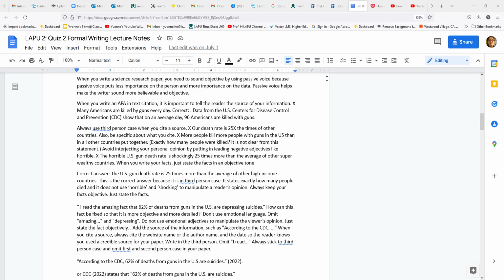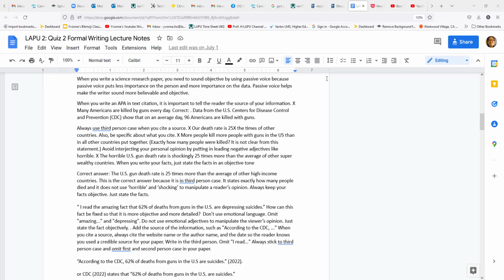The correct way to cite something is: the U.S. gun death rate is 25 times more than the average of other high-income countries. This is the correct answer because it is in third-person case, and I don't say "our death rate," and I don't say "shockingly horrible" or anything like that. Then I give an exact number, 25 times, not just "more people kill more people," but how many more people. So the correct answer is objective and specific.